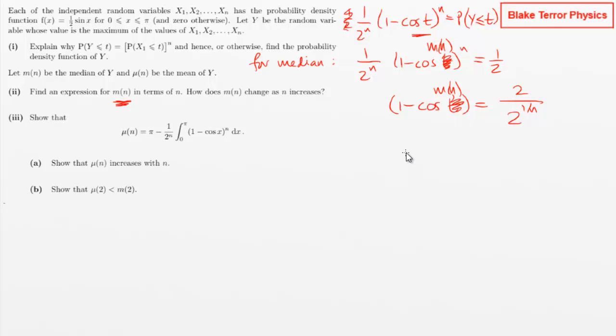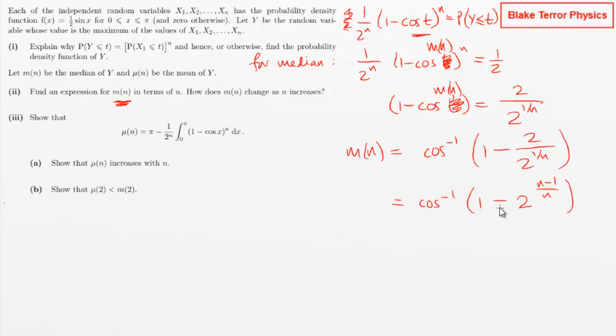So now I'm going to have that m of n is going to be an inverse cos of 1 minus 2 over 2 to the 1 over n. Okay, that's fairly ugly. How does m of n change as n increases? Right, I don't like this second term that I've got in here. So let's rewrite that in a bit more friendly fashion. So that's going to be 1 minus 1 over n, so n minus 1 over n. That's just a bit easier to see what's going on in terms of the power on 2 there.